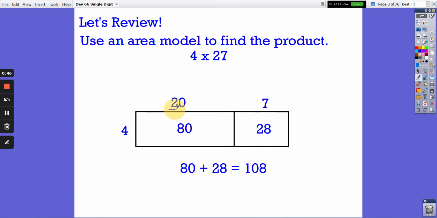Well, I know the basic math fact of 2 times 4. Well, 2 times 4 gives me 8. From some of the patterns that we saw yesterday, I see that the 0 behind my simple math fact is just the amount of zeros that I would put behind the product of my simple math fact. Here, 7 times 4 gives me 28, and I simply add the two areas together to get my total area of 108. So 4 times 27 gives me an answer of 108.